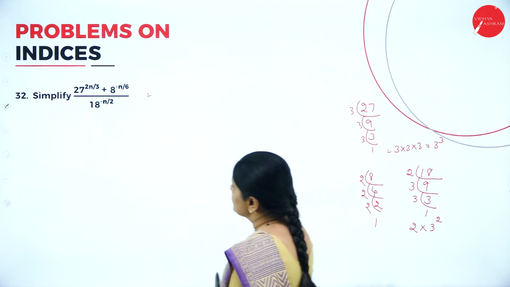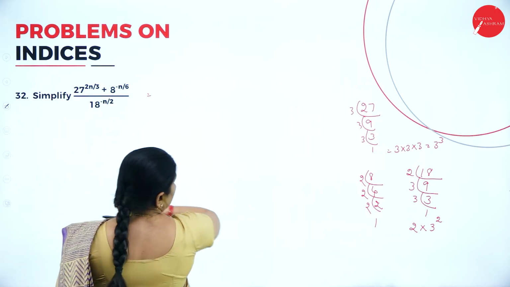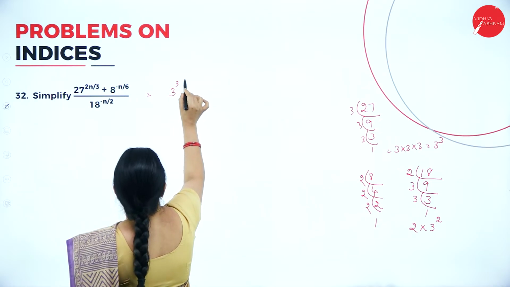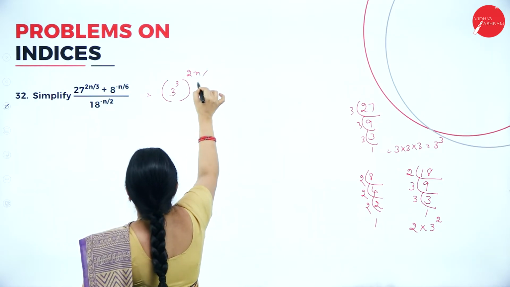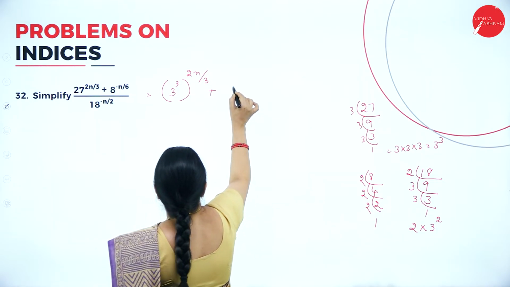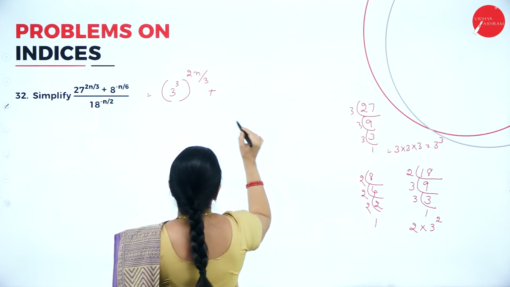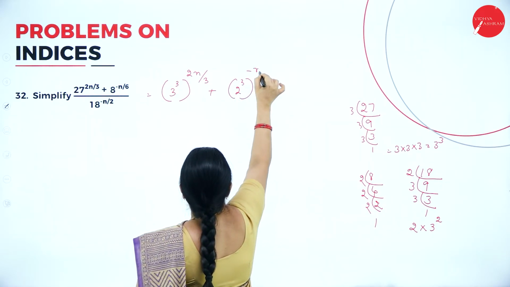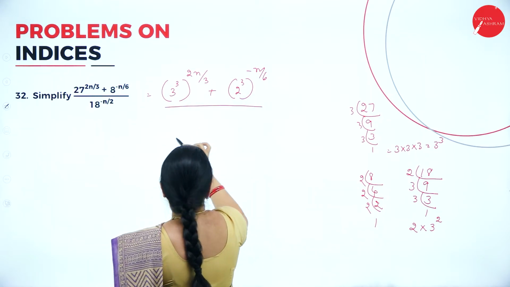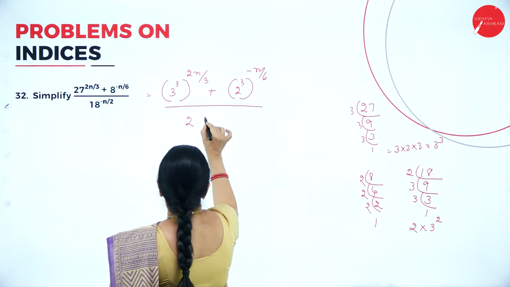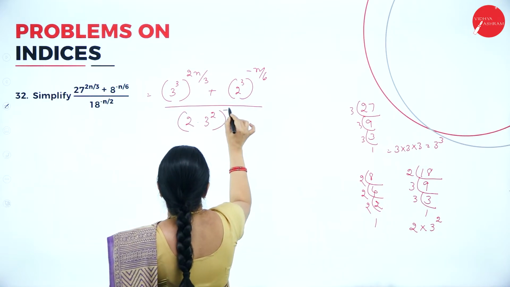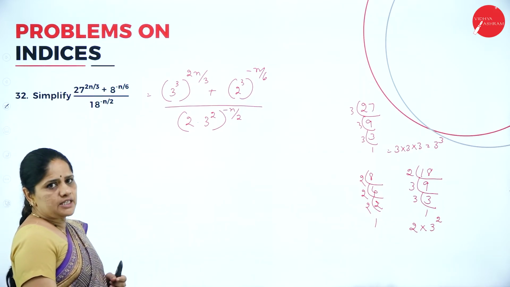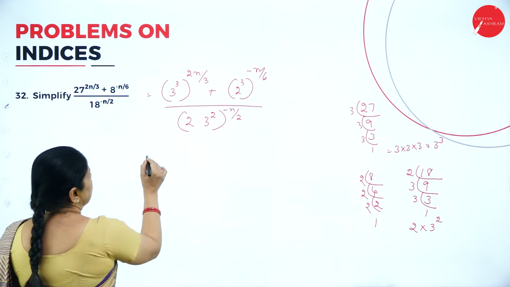So I will write these numbers in the simplified form. So 27 can be written as 3 to the power 3 whole to the power 2n by 3 plus 8. So 8 can be written as 2 cube, so 2 cube whole to the power of minus n by 6, whole over 2 into 3 square whole to the power of minus n by 2. So they have given us this expression here. Now let us simplify this further.